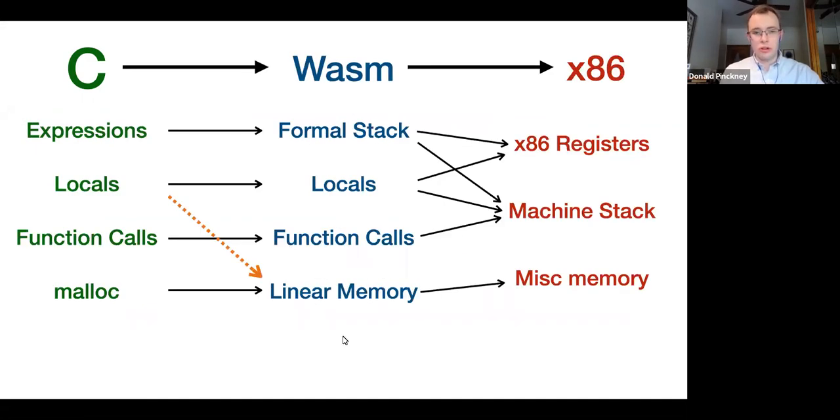So I guess in this overview picture, the idea is that most of the time locals in C will be translated to locals in WebAssembly. But sometimes, when you're taking a pointer to a local variable and doing things with it, you will have to compile this local to actually be placed into linear memory in WebAssembly. Okay.